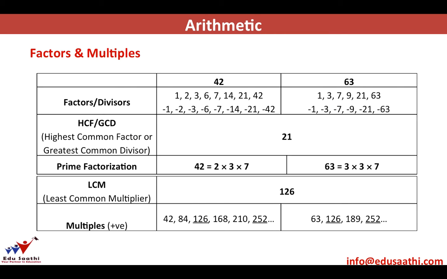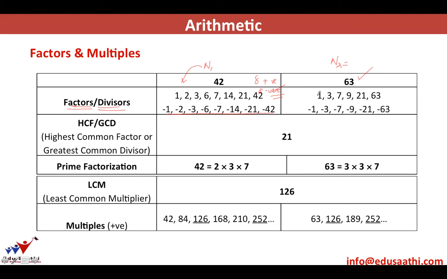Let's look at an example. I'll take two numbers, 42 and 63, and find out all the things related to these two numbers. The first number is 42 and the second number is 63. If I have to find the factors or divisors, they are numbers less than or equal to n1 which divide n1 completely. Such numbers are 1, 2, 3, 6, 7, 14, 21 and 42. Similarly, all of these can be written in negative sense as well. So there are 8 positive and 8 negative factors for 42.